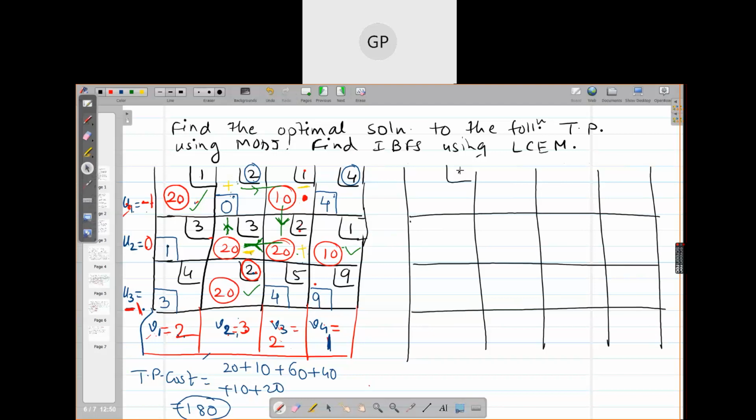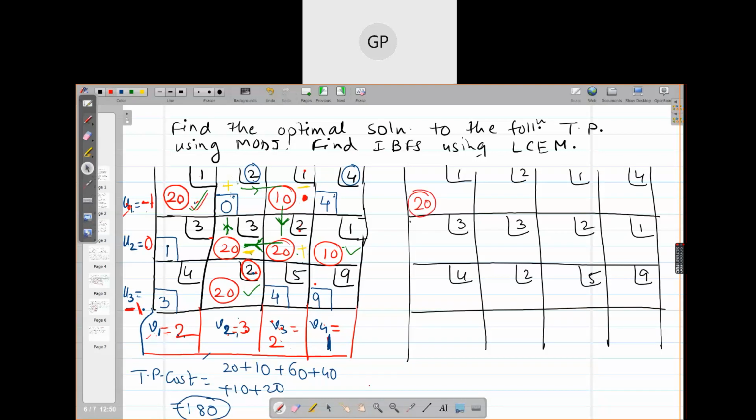Okay, so the costs are 1, 2, 1, 4. Then 3, 3, 2, 1. And 4, 2, 5, 9. So the cells which are not in the loop, I am writing their allocations as they are previously.